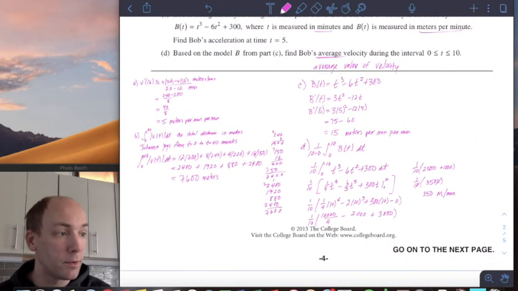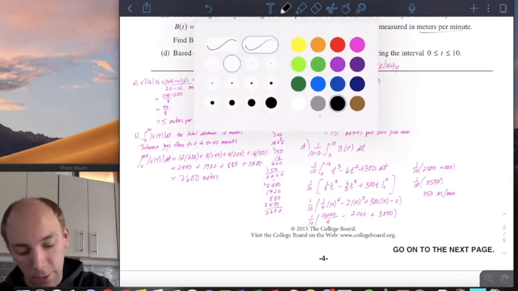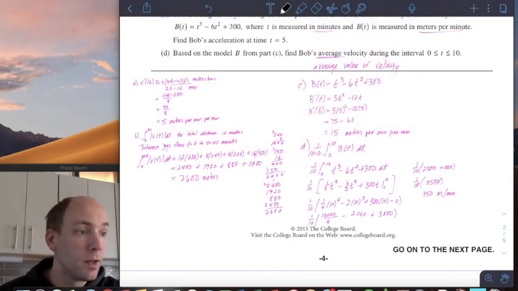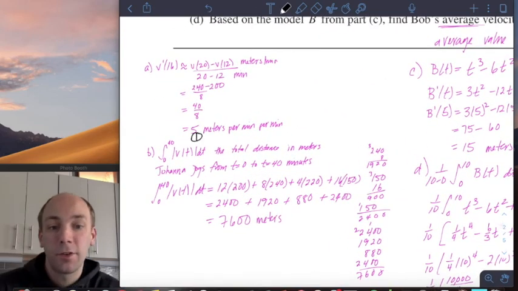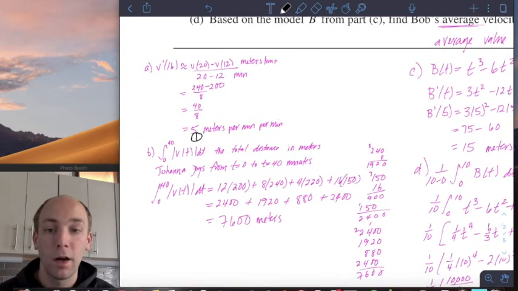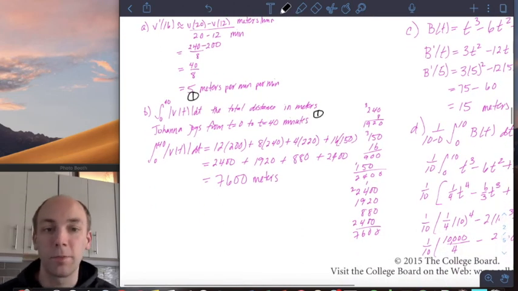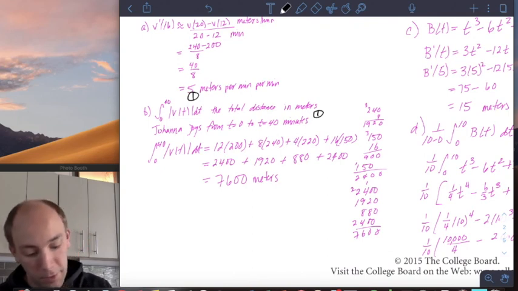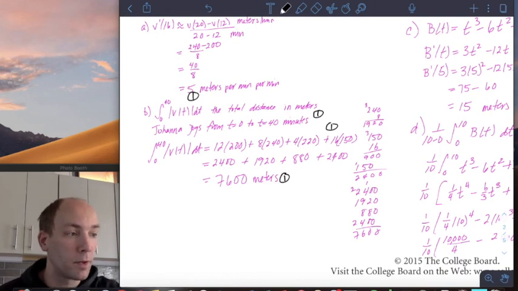Okay, let's talk about points. For points on this one, on part A, you get 1 point for your approximation. As long as you got 5, you got your point. On part B, it's worth 3 points. 1 point for correctly interpreting the integral, 1 point for setting up the right Riemann sum, and 1 point for getting your final answer.